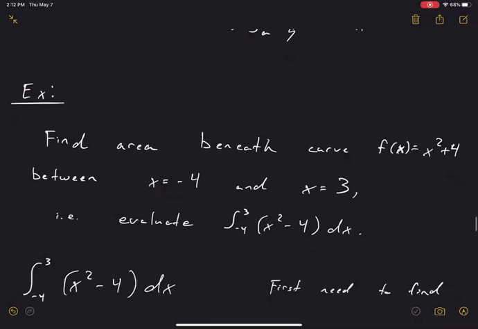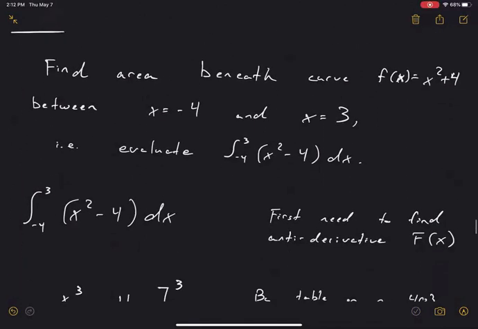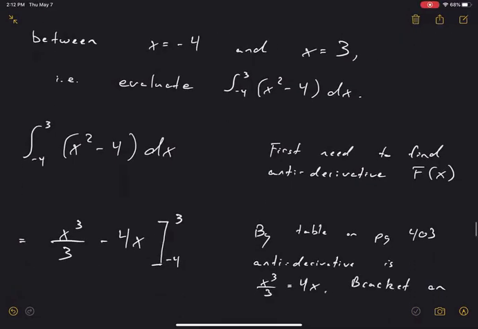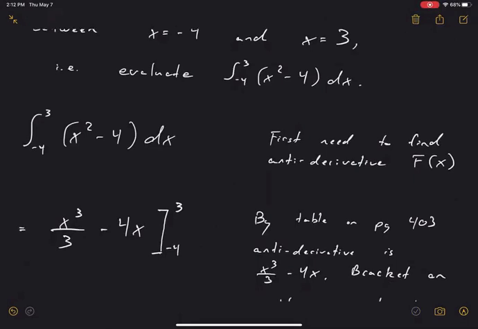So let's see an example real quick, a concrete example. Let's find the area beneath the curve of f(x) equals x squared minus 4 between the points -4 and 3. Okay, so in the simplest language possible, we just need to evaluate the integral from -4 to 3 of x squared minus 4. Okay, so I've rewritten my integral here, -4 to 3 of x squared minus 4 dx.